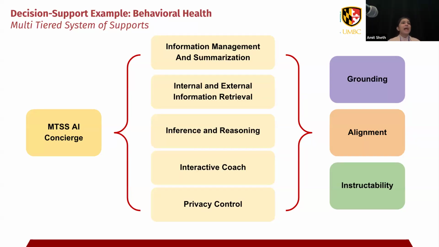So at the end of the day, we think that the MTSS AI concierge would be able to do information management and summarization, internal and external information retrieval, inference and reasoning, act as an interactive coach or an assistant coach, and it maintains privacy control. And it does all of this through grounding, alignment, and instructibility.